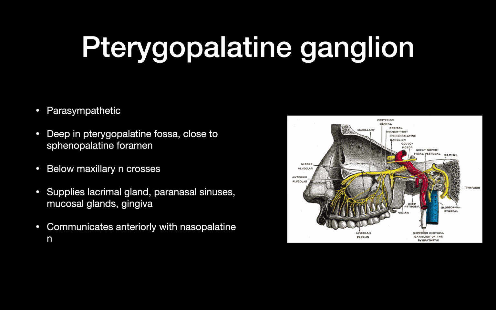So the pterygopalatine ganglion is a parasympathetic ganglion, and it lies fairly close to the sphenopalatine foramen, and below that is where the maxillary nerve crosses, and it supplies the lacrimal glands, the paranasal sinuses, the mucosal glands, and the gingiva, and it communicates inferiorly with the nasopalatine nerve. Look here, all of these innervations right here. It goes into the eye too, and then here's the facial nerve.